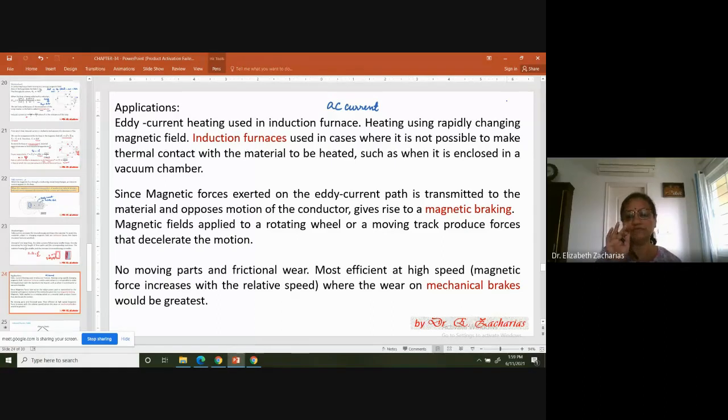And it will be very efficient at high speeds because the magnetic force increases with speed. F is equal to Q v cross B. So magnetic forces increase tremendously with velocity. Therefore, this will be most efficient at high speeds. Plus, there is no wear and tear, no sound, and the braking distance is also short because it's very efficient. So with this, I have discussed eddy currents, two advantages and one disadvantage, and how to overcome the disadvantage.